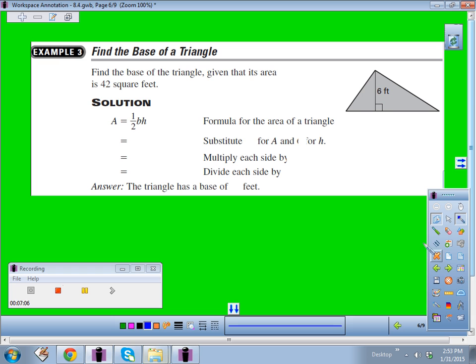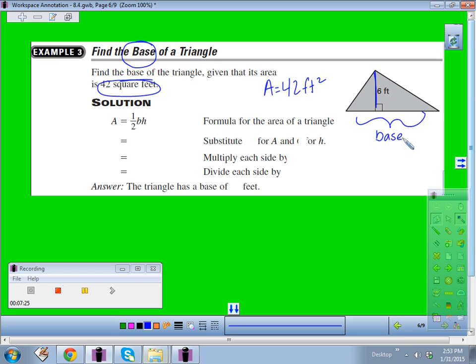Alright, example 3, find the base. Now this time, we're given the height and we're given the area of this triangle. So the area is 42 square feet. And we're given the height. We need to find the base. We don't know the base of this triangle. So that's our missing length there. And so we're going to have to work backwards.